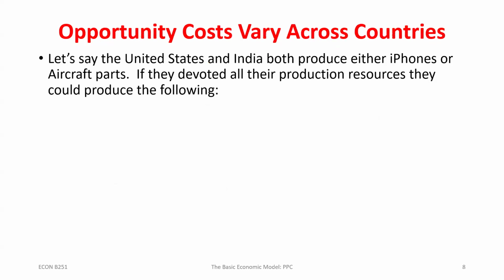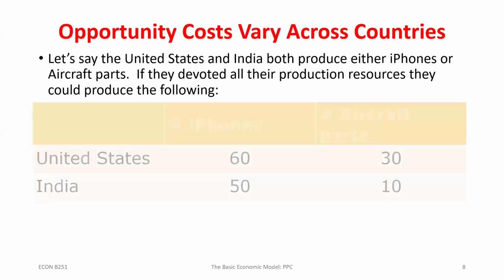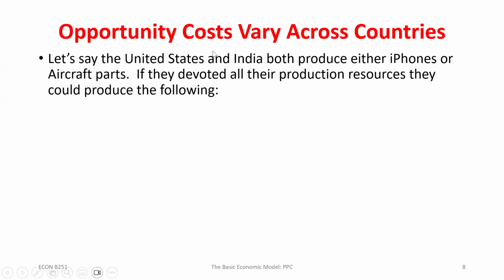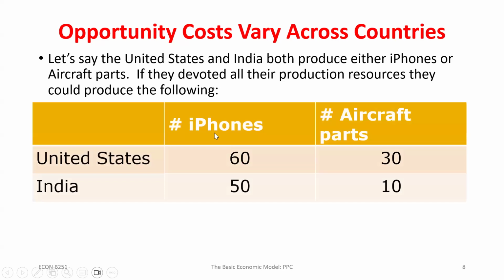So how do we do that? Let's set up this model where we've got two countries now, not just one, and we have the production of two goods. I think here I chose iPhones and aircraft parts, right? Both countries can produce either of these goods if they're putting all their resources towards the production. I might sometimes give you that information in a 2x2 matrix, right?